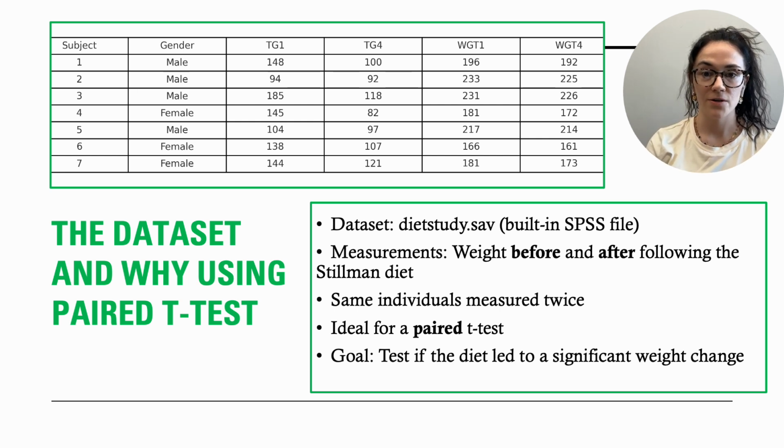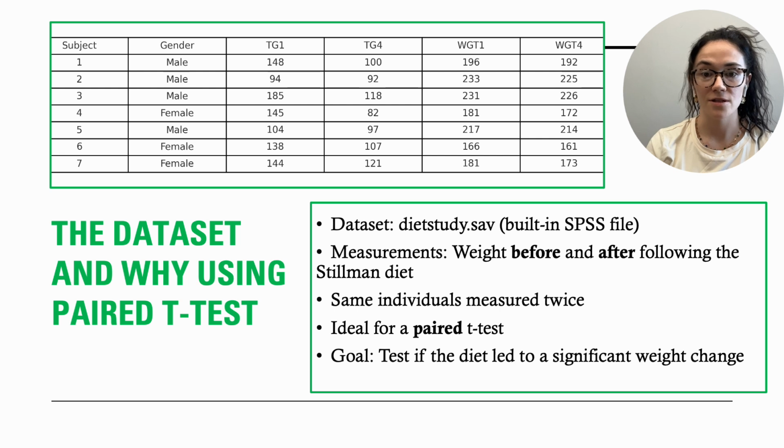Looking at the table here, you can see that each row represents one participant in the study. The first column lists their subject ID, which simply gives each individual a unique number. Next, we have their gender, labeled as either male or female. Then we have two columns labeled TG1 and TG4. These represent the participants' triglyceride levels.